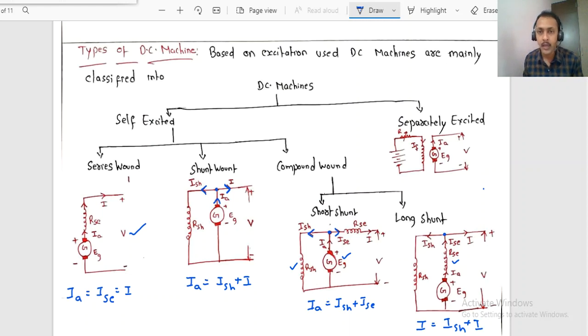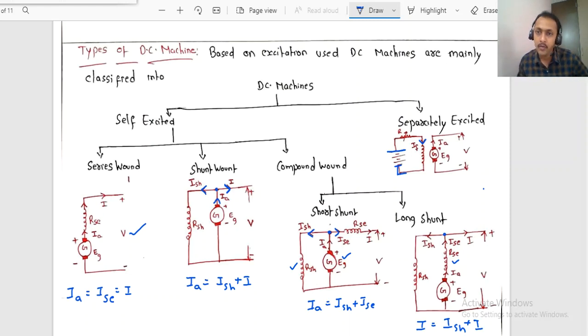With respect to the generator, here is one more thing. If it is separately excited, the field winding is given supply by some external DC supply. Through this DC supply, the field winding is excited. Because of that, the current IF flows in the field winding. Now we have a variable resistor, and with the help of this resistor, we can change the current flowing in the field winding.